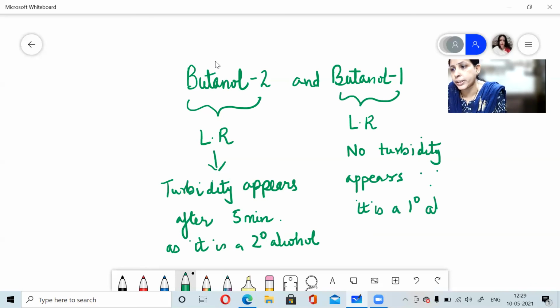You have already stated the reason, you have already made it clear to the examiner that because butanol 2 is a secondary alcohol, turbidity will appear after 5 minutes. And for butanol 1, the turbidity will not be seen, it will not appear at all because it is a primary alcohol. So with this, we end the class.